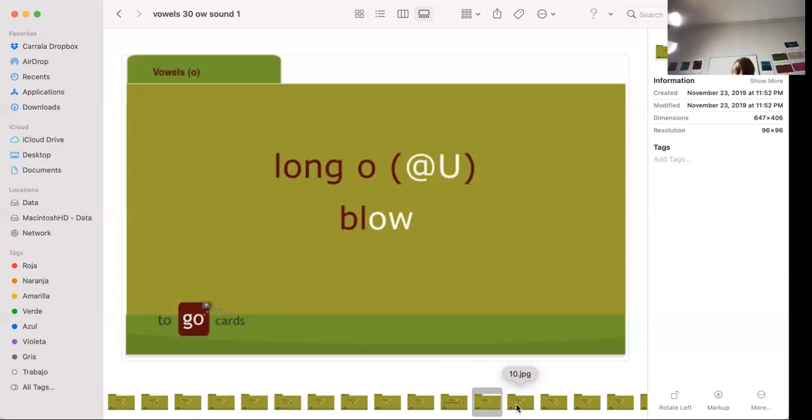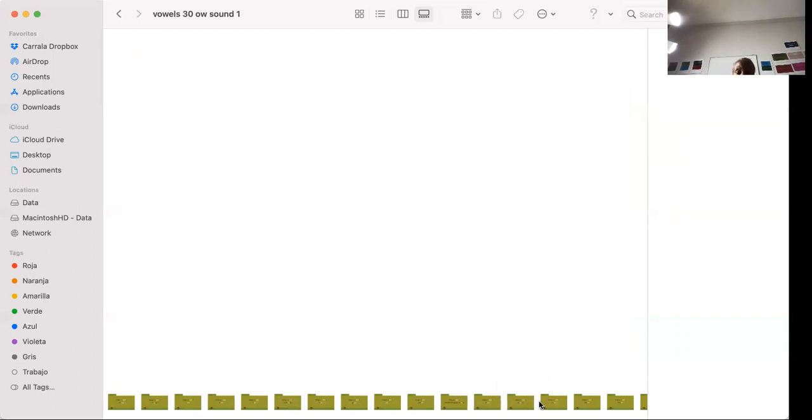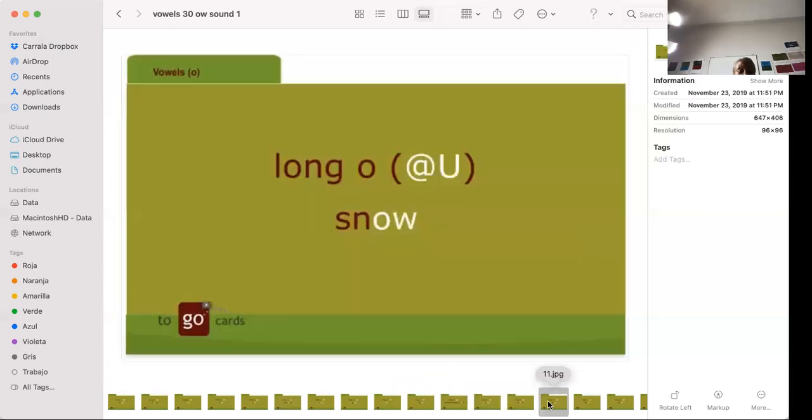B-L-E-W, blue, and blue. The color is B-L-U-E, bleu in French. That's French harbor. Growth. Oh, sorry, I always do that. Snow. Below. Hollow.